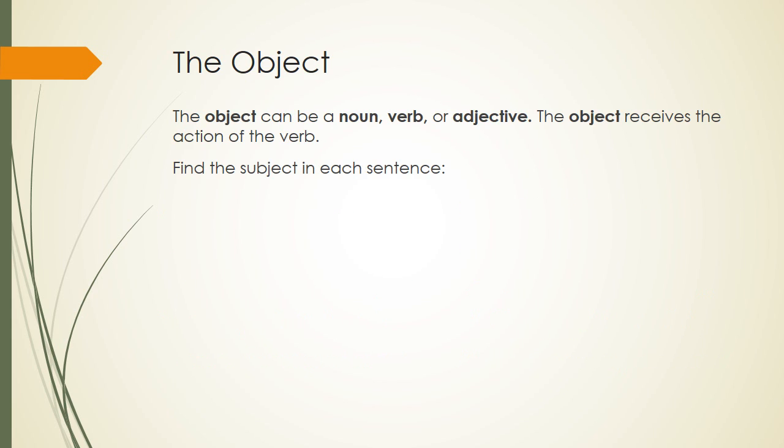Alright, and then the last is the object. So, while the subject is always a noun, and the verb is always a verb, the object can actually be many things. It can be a noun, verb, or adjective. The only thing that matters is that the object receives the action of the verb. So, now let's find the object in each sentence.